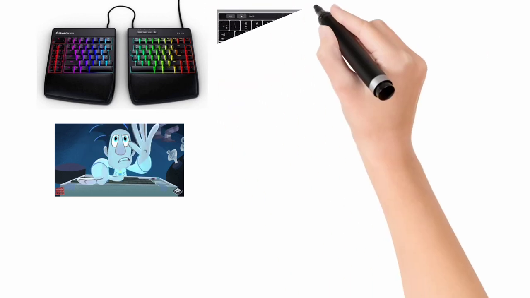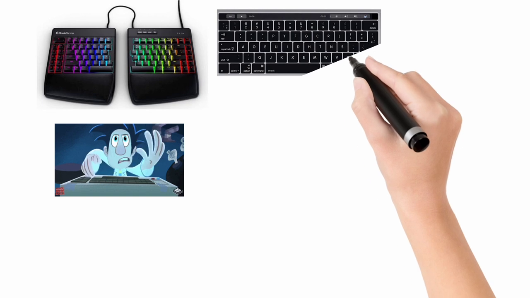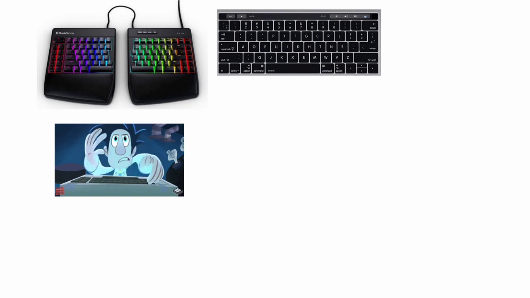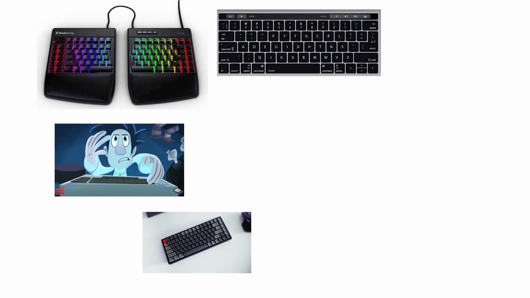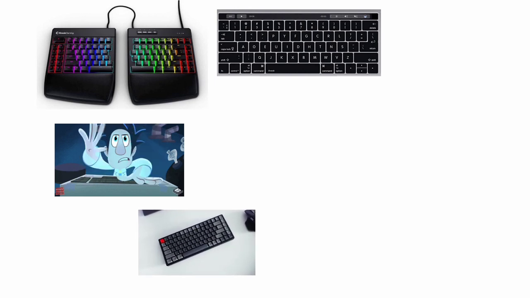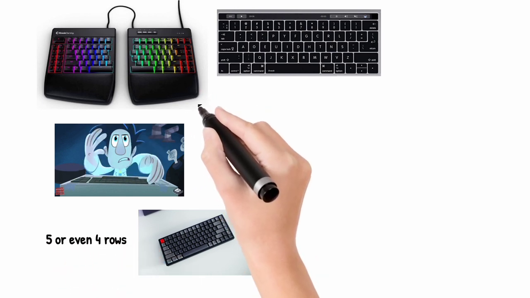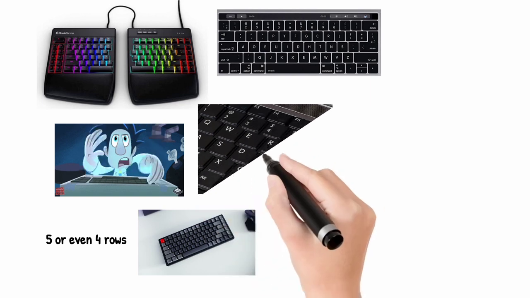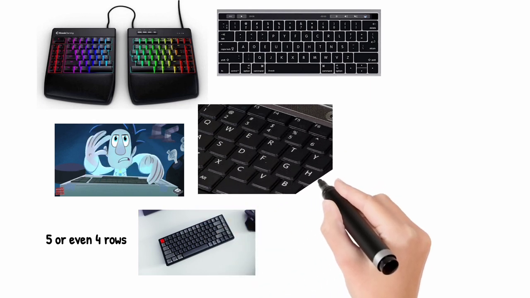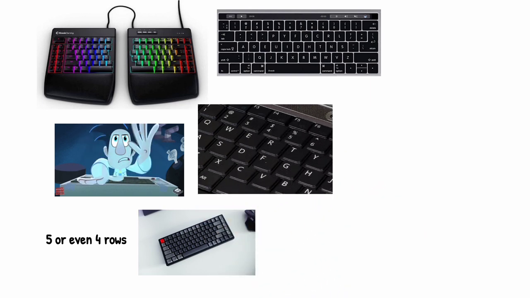There are also different ways the keys on a keyboard are arranged, usually to deal with different regions and languages of the world. Most computer keyboards have the keys in 6 rows, but some laptops use only 5 or even 4 rows to save space. The most popular layout is called QWERTY, which is based on the first 6 letters on them.